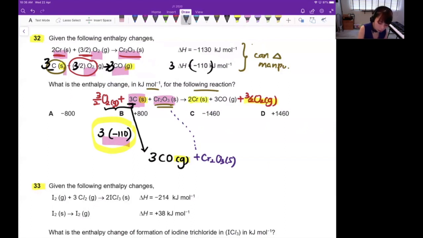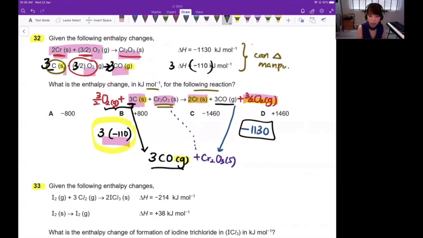So what you need to do is just to point, and basically this process, it's -1130 because it's exactly the same. 2 chromium plus 3/2 oxygen. 2 chromium, 3/2 oxygen. And what do you have? Carbon monoxide, and carbon monoxide will cancel here. So this energy process does not involve the change of carbon monoxide. So it still keeps the same energy value. And there we go. We complete our cycle. Everything is in a closed loop already.